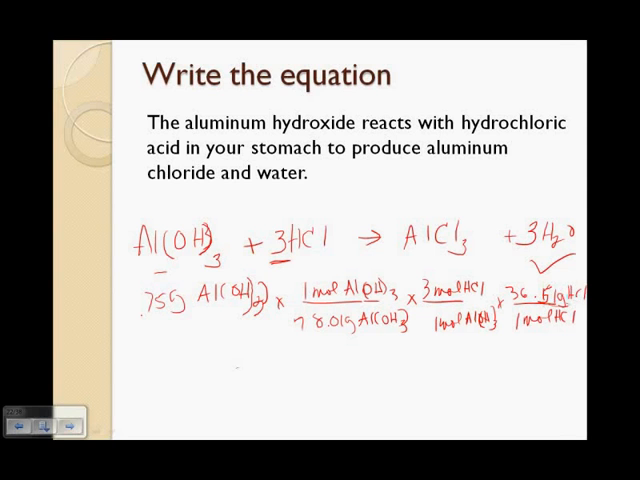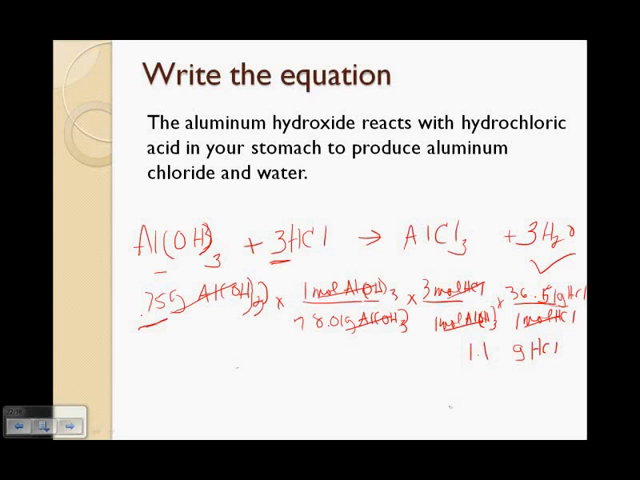And if I multiply that out, I'm going to get, let me see, let's just make sure I cancel stuff. Grams of aluminum hydroxide, grams of aluminum hydroxide, moles of aluminum hydroxide, moles of aluminum hydroxide, moles of HCl, and I'm left with the units that I want. So my answer is going to be grams of HCl, and if I multiply this out and I want 2 sig figs like my given, it's going to give me 1.1 grams of HCl.